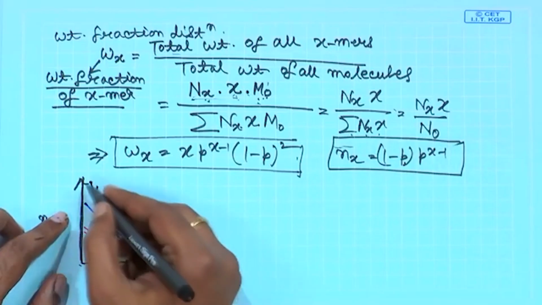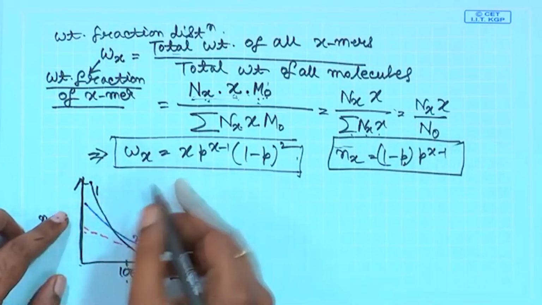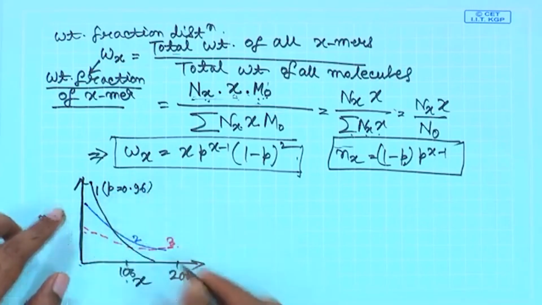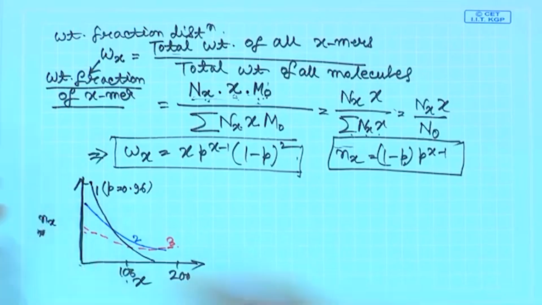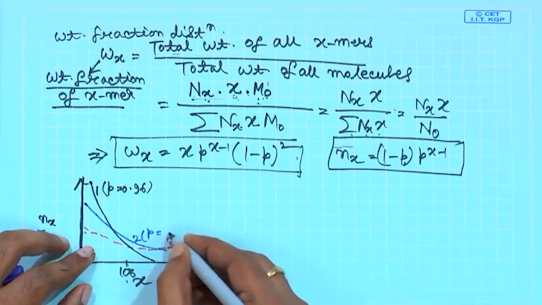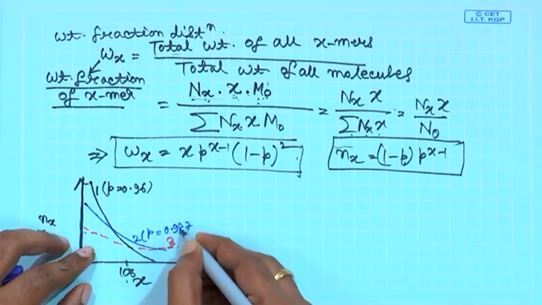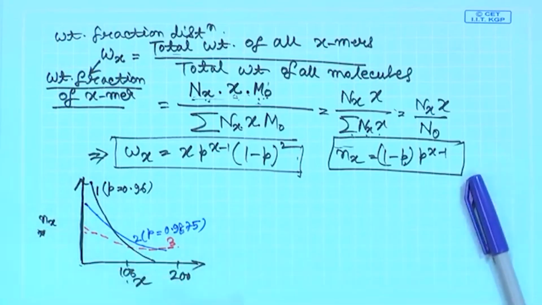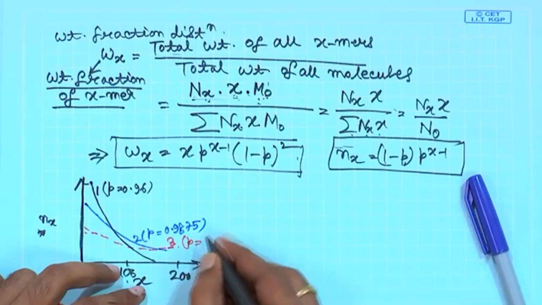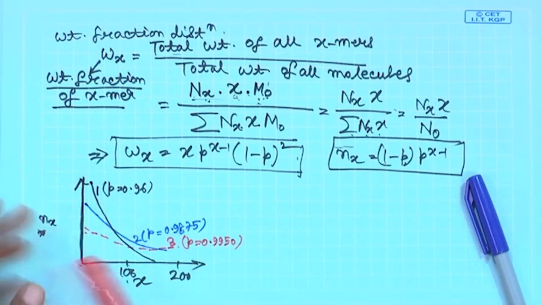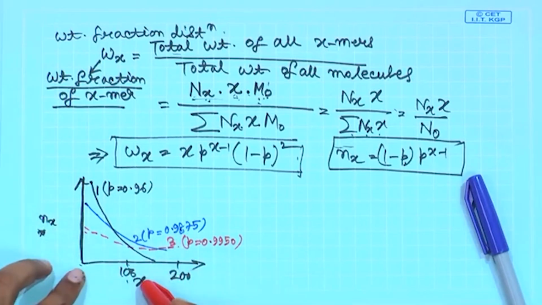So, these 3 curves, there are different values of the conversion, that is p. So, the first curve is for p equals 0.96, 96% conversion. The second curve is for p equals 0.9875, around 99% conversion, less than that, and the third curve is for p equal to 0.9950.